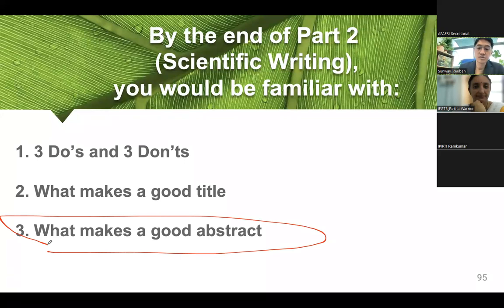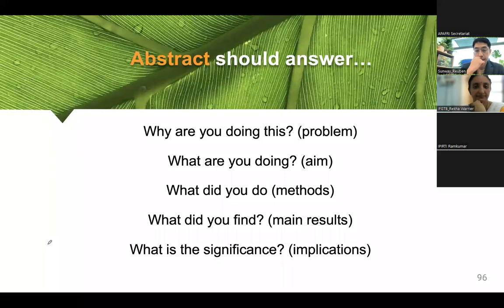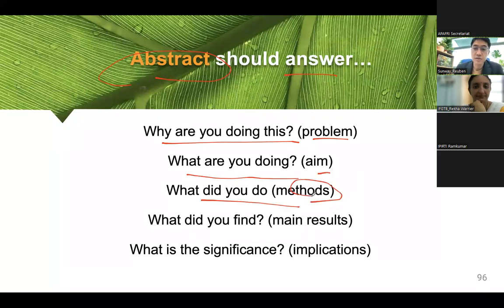I want you to take note. All right, a good abstract should answer the following. It should say why you're doing this, which is the problem, basically. What are you doing? What your aims and objectives are. What did you do? Which is talking about what, briefly mention your methods in the abstract. What did you find? Again, the main results.